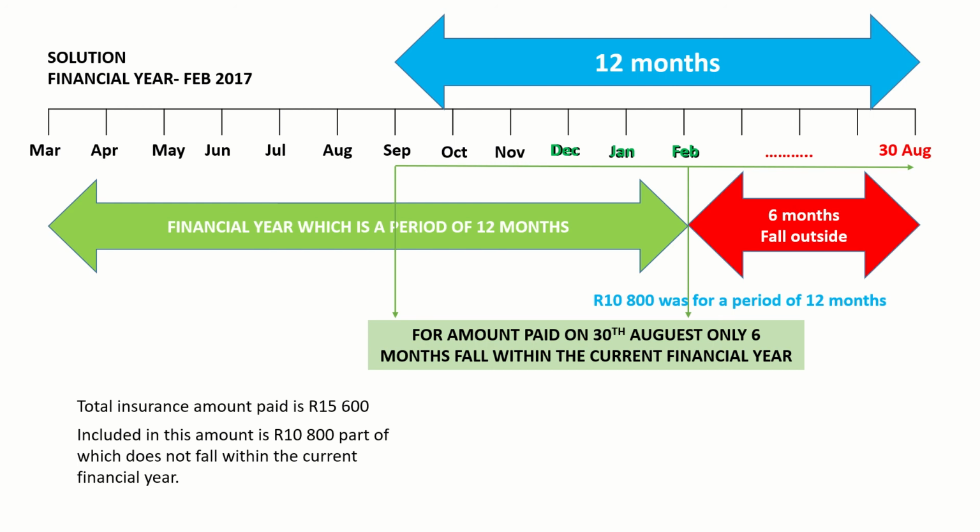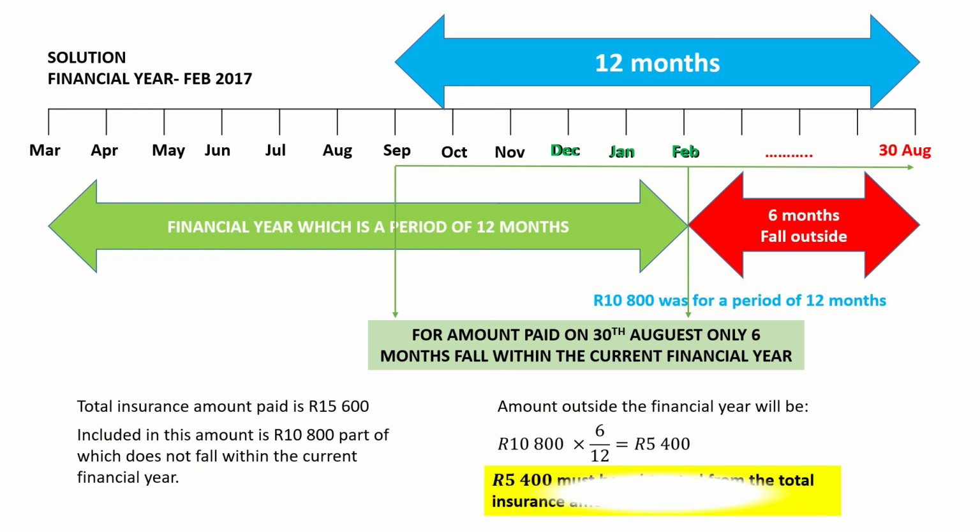So we know that included in that 15,600, we've got 10,800, part of which does not fall within the current financial year. The part that doesn't fall within the current financial year, we need to calculate it, which is 10,800 multiplied by 6 over 12. That will give you 5,400. That must be subtracted from the total insurance amount.